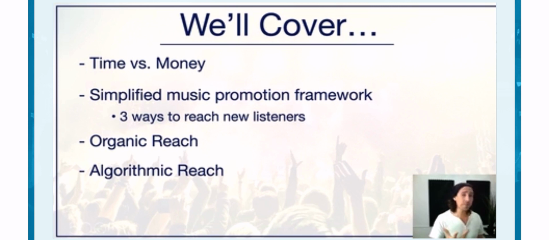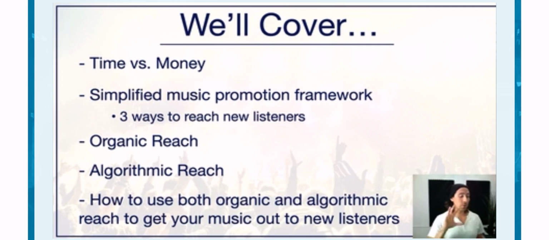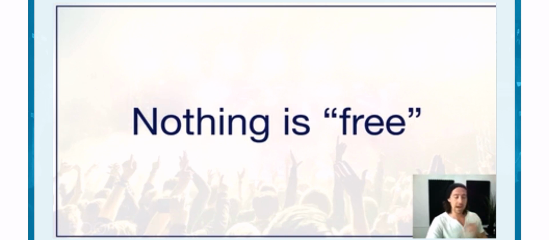And also algorithmic reach, how to use the algorithms that are out there, these powerful algorithms like the algorithm on Instagram, Spotify, YouTube, to reach more people for free. We'll talk about how to use both organic and algorithmic reach to get your music out to new listeners. But first, I want to talk about that time versus money thing.